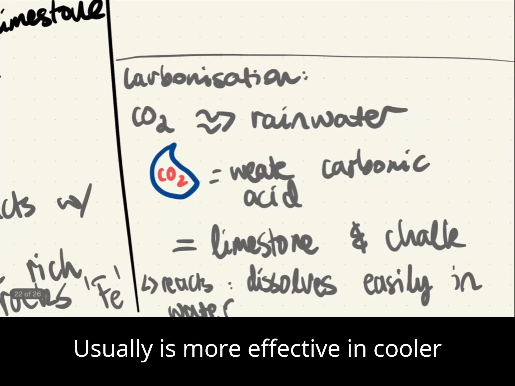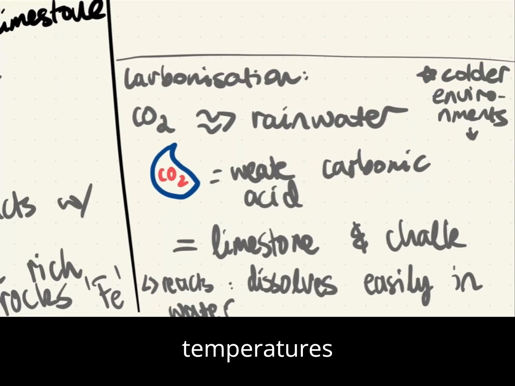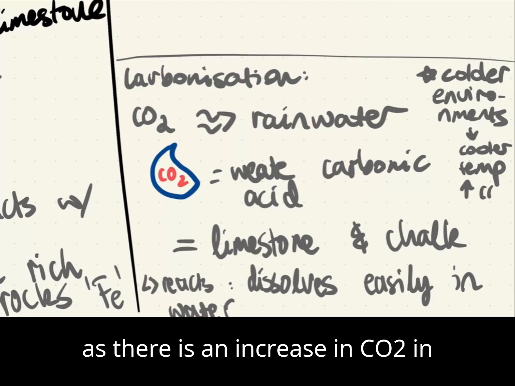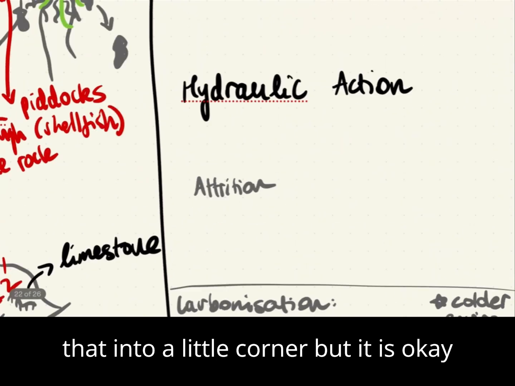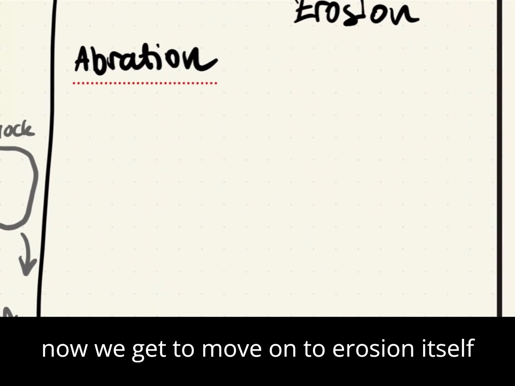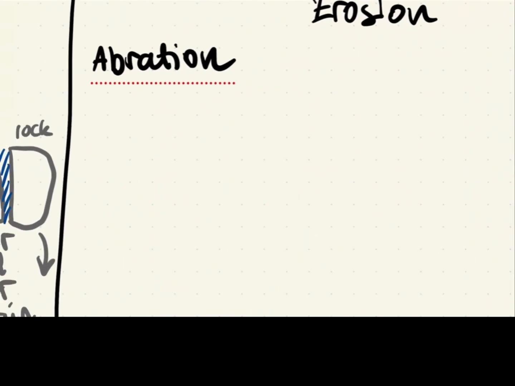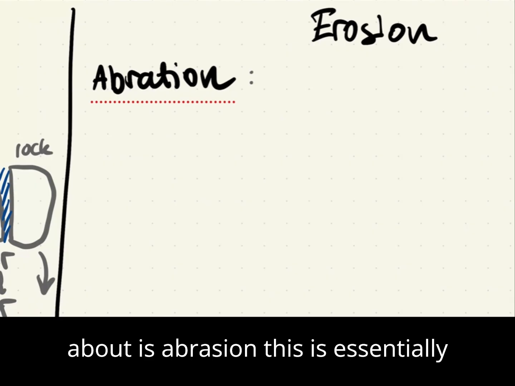Usually it is more effective in cooler temperatures, as there is an increase in CO2 in water. Okay, so we've really pushed that into a little corner, but it is okay. Now we get to move on to erosion itself. So the first one I'm going to talk about is abrasion.